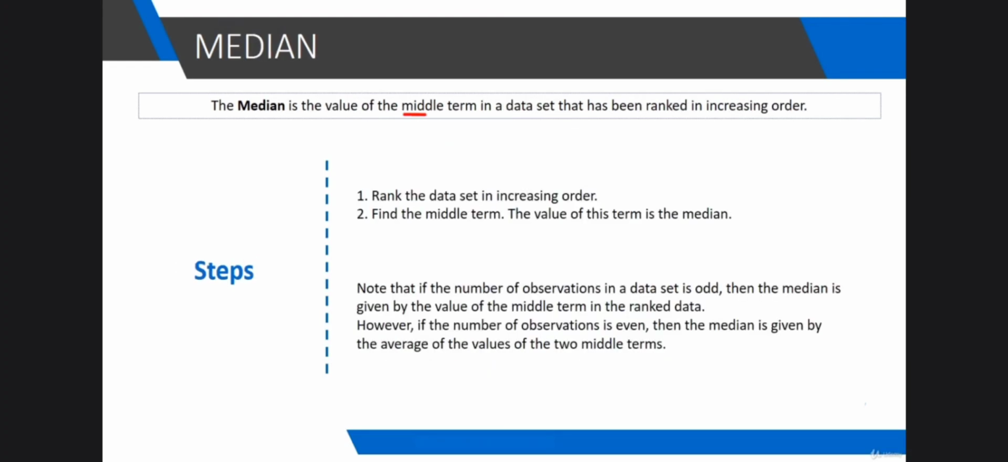Next comes median. Median is the middle term when you order the data in increasing or decreasing order. So first step is to order the data and then we will find the middle term. If the number of observations is odd, then there will be a single middle term and that would be our median. But if the number of observations is even, then there will be two values in the middle. In that case, we will take the average of the two middle values.